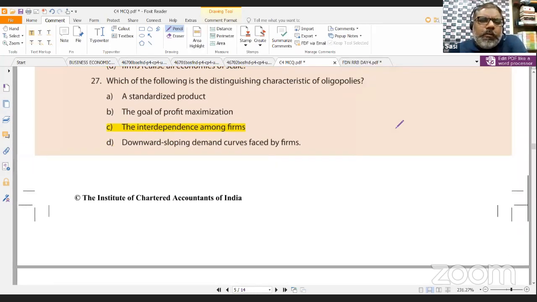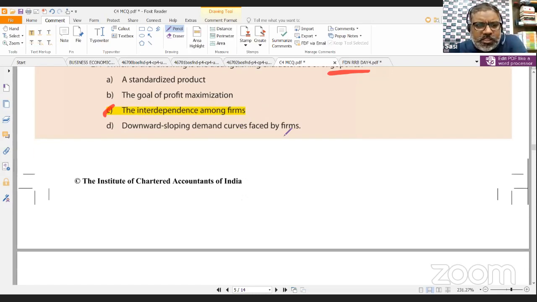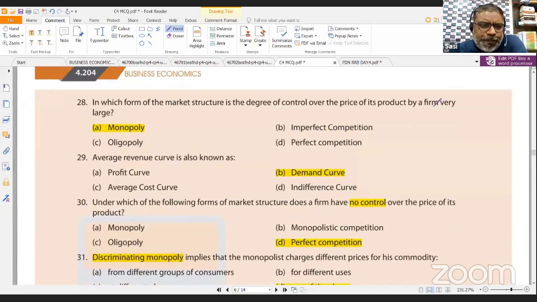Then question number 27, which of the following is the distinguishing characteristic of oligopoly? One of the things is interdependence among the firms. That is one of the distinguishing characteristics of oligopoly. Standardized product and all will not be there. Actually, product differentiation will not be that much. And a downward sloping demand curve will be there for anybody. There is no specialty in that. What is the specialty of oligopoly? Interdependence among the firms. That is a distinguishing characteristic. So C is the correct answer for question number 27. Then question number 28. In which form of market structure is the degree of control over the price of its product by a firm very large? Naturally, monopoly.